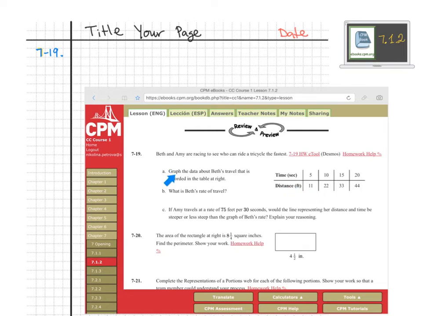So as we are planning on graphing, we want to copy this little table in our paper and then have space to graph. After that, the question is, what is Beth's rate of travel? So rate, remember, was something that we are comparing. We need two different pieces of information, which we do, but at the same time, it actually means how fast someone is going. So in this case, instead of saying how fast is she going, they're using the word rate of travel.